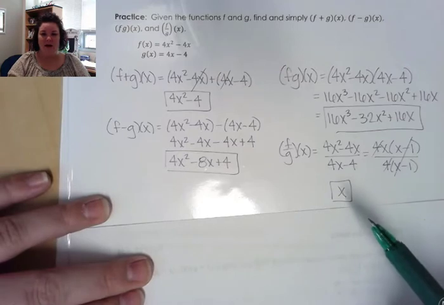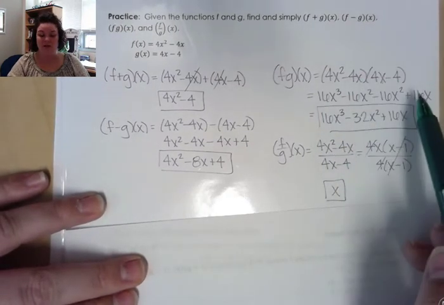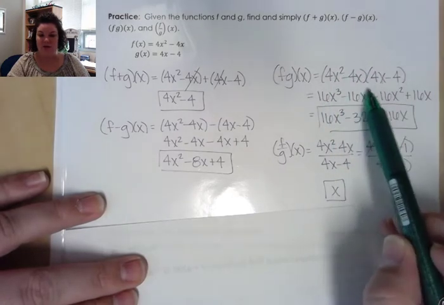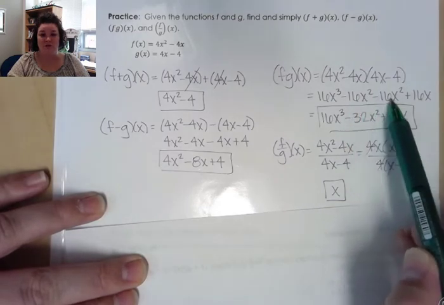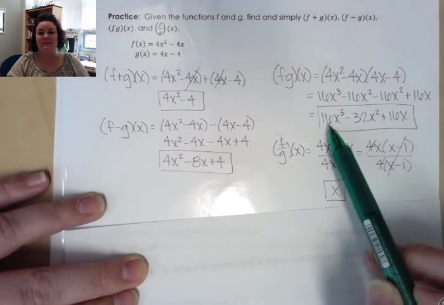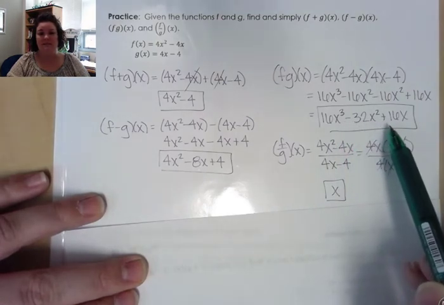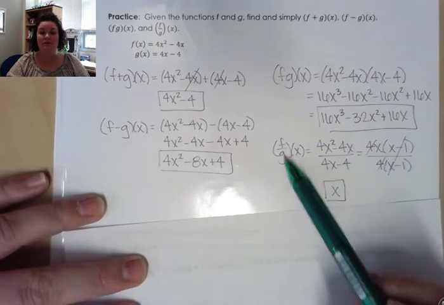Okay. When we do our product function, we're multiplying. So again, just distributing. Distribute 4x squared to both terms. Distribute negative 4x to both terms. And then you should be able to combine 2x squared terms to end up with 16x cubed minus 32x squared plus 16x.